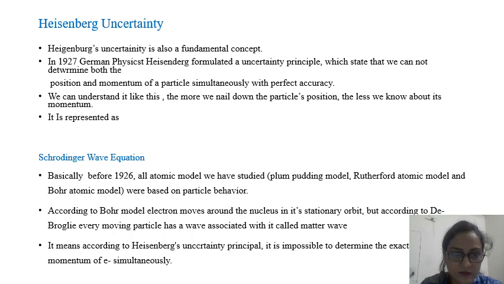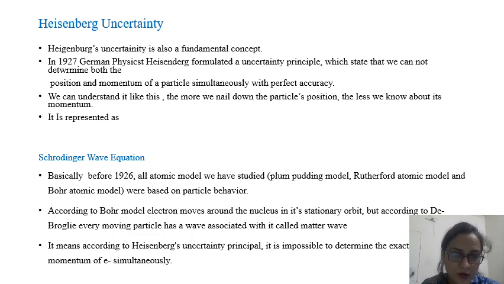Schrodinger equation. After that, the Schrodinger equation came into the picture, but before understanding it, we have to understand some important things. Basically, before 1926, all atomic models we have studied, like the plum pudding model, the Rutherford atomic model, and the Bohr atomic model, were based on the particle behavior of electromagnetic radiation.